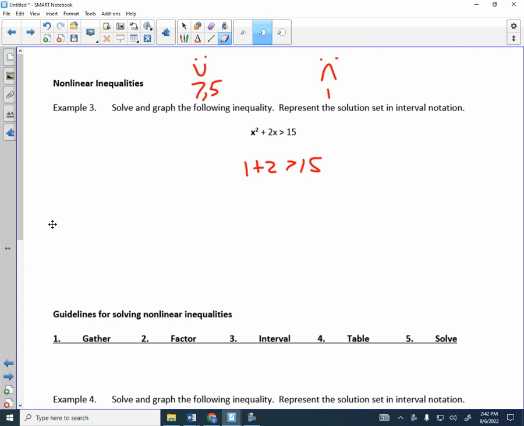It would take a while to test to see all the numbers that it works for and doesn't work for. Agreed? So we have 2 methods by which we can determine this. Number 1, we can do a number line test.